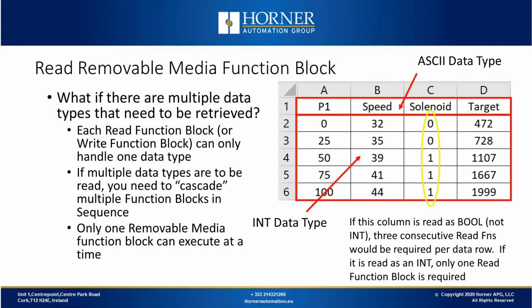What if there are multiple data types that need to be retrieved? Each function block can only handle one data type, so if multiple data types are to be read, you need to sequentially cascade multiple function blocks. Only one removable media function block can execute at a time. As you can see on the spreadsheet, if column C was read as a boolean instead of an integer, then 3 read function blocks are required per row.